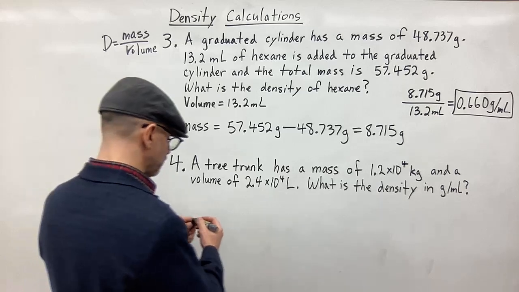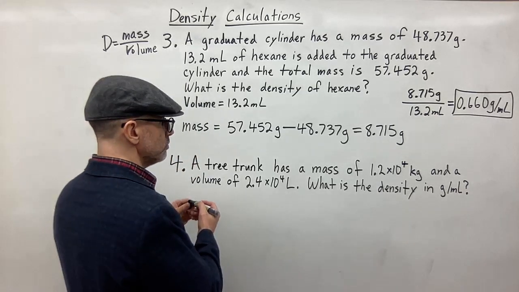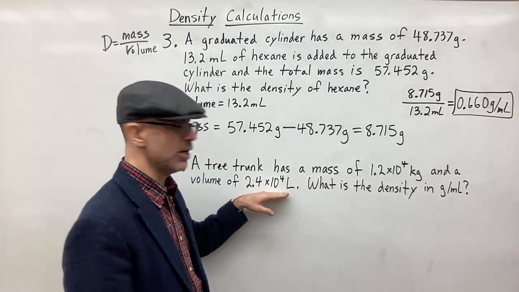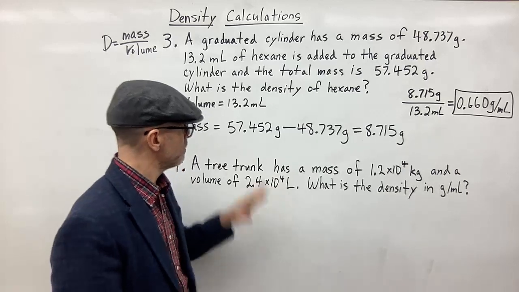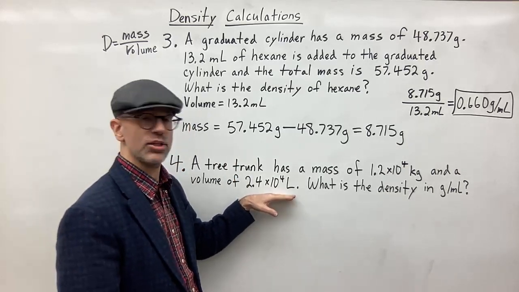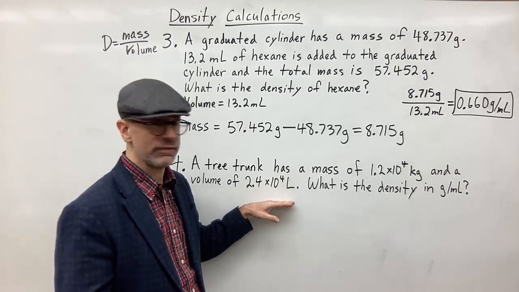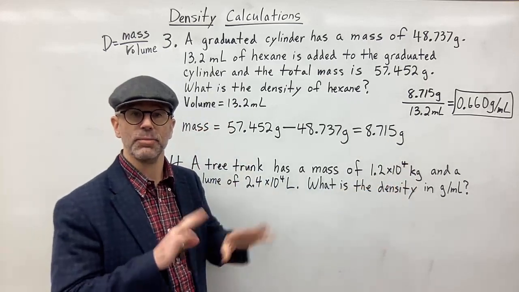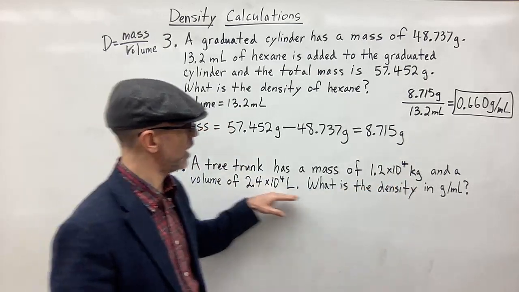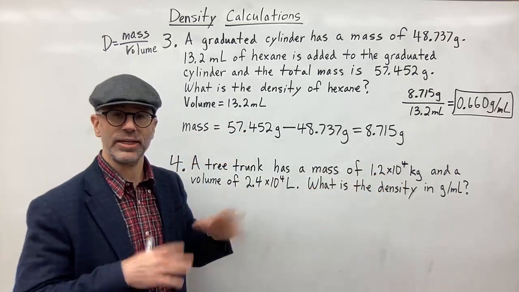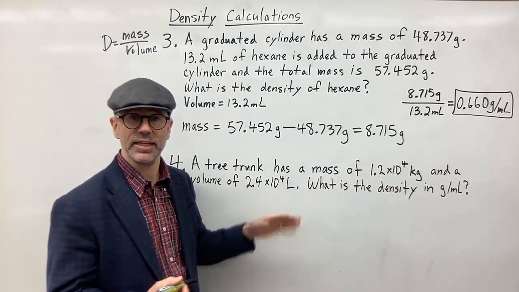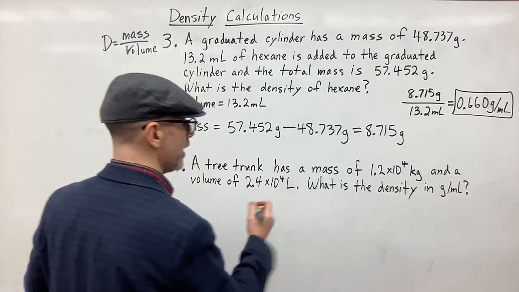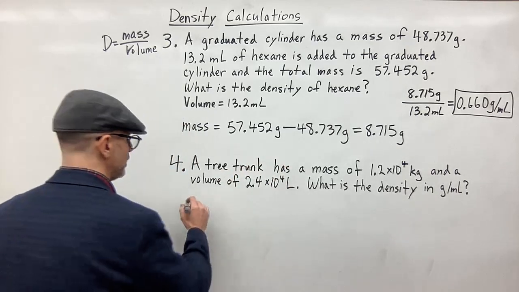Actually, you'll find that if I was to divide these two, since liters and milliliters differ by a factor of 1,000, and kilograms and grams differ by a factor of 1,000, that would cancel out, and you'd end up with the same density if I were to take these values and convert and divide them. But let's go ahead and convert them to the proper units anyway.